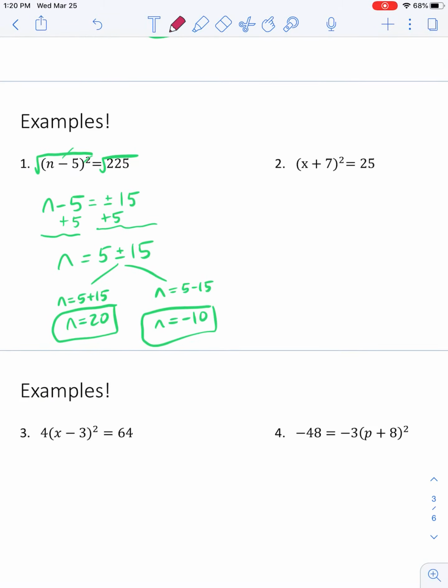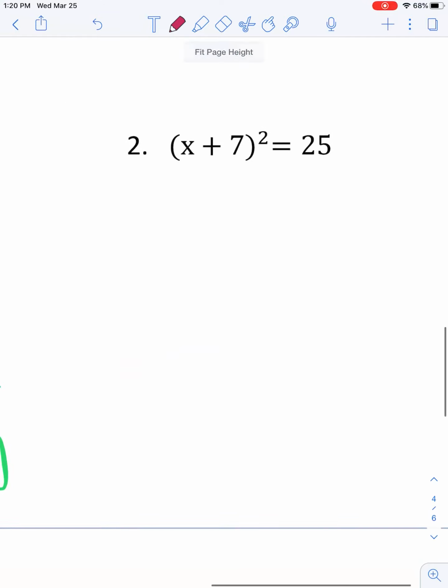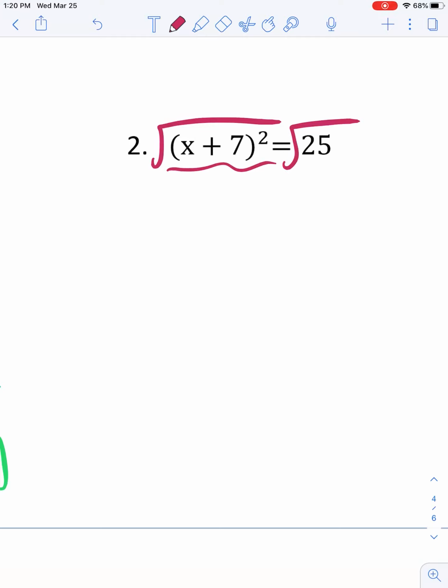On to number 2. It's going to be very similar, so you might want to try this one on your own. For number 2, we're going to square root both sides because the squared term is alone. That's going to get rid of the square, so we're going to have x plus 7 equals plus or minus 5, because the square root of 25 is 5.